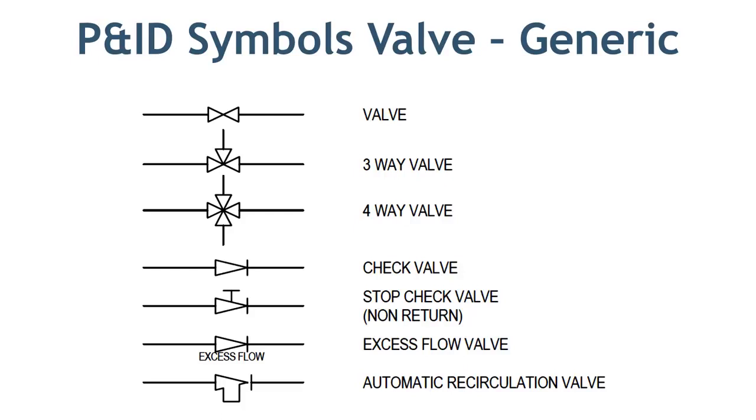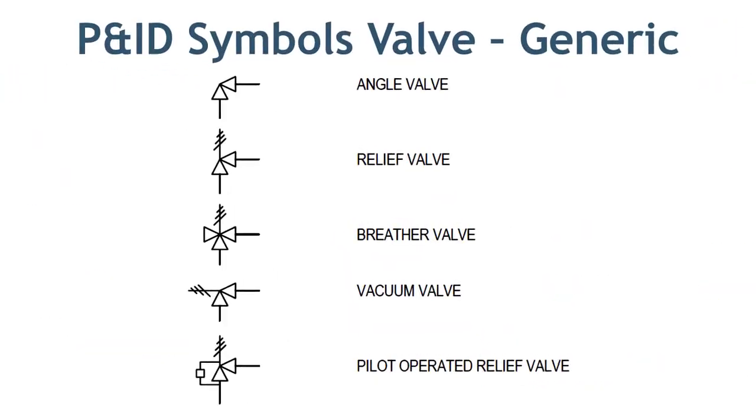The last symbol is of the automatic recirculation valve. This type of valve is used in a pump discharge line to ensure the pump will not suffer from low inlet pressure, which leads to cavitation. On this slide, the first symbol is of an angle valve. In most cases, a globe valve is used as an angle valve.